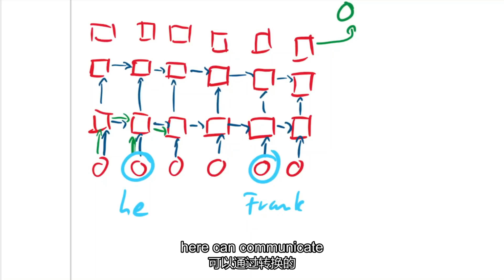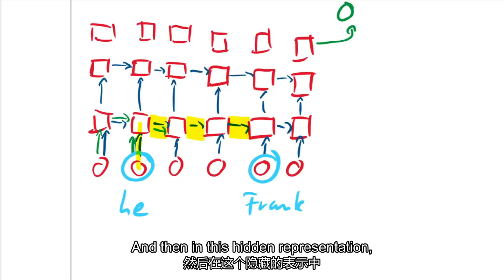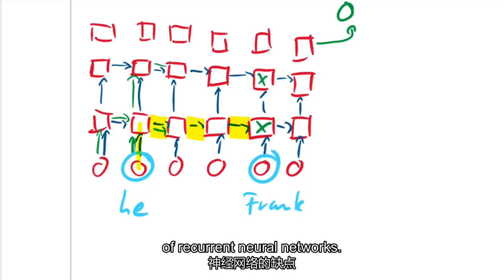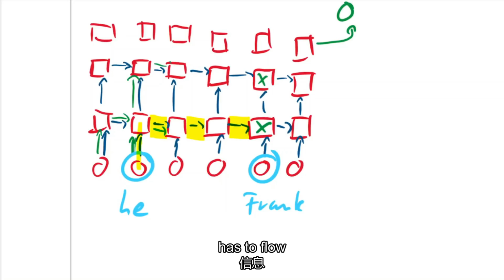Now they can communicate by means of transferring information from step to step, like over here, maybe like this, right? And then in this hidden representation, the information can be combined. But you can see the number of steps that the information has to travel is fairly large. It can also be combined here if the information flows first up one layer and then over and so on. This is the drawback of recurrent neural networks. Very often the information has to flow along many steps of computation in order to be combined with something else.